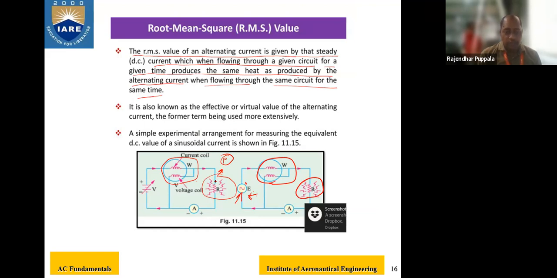Say in 5 minutes, the heat generated in this resistor when a DC supply is given, okay, and in the same 5 minutes the alternating quantity generates the same heat in the same resistor, that value we call the RMS value here. This is the definition, and we call it RMS, as well as effective or virtual value, for the alternating current. But most of the time we will use RMS value only. So this is the experimental setup for the RMS value.